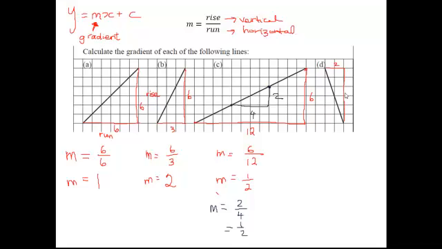So because we're going down, we can say that our rise is -6, okay? So the gradient in this case is now going to be -6 over 2, which gives us a gradient of -3. Okay, so that's quite a steep negative gradient.